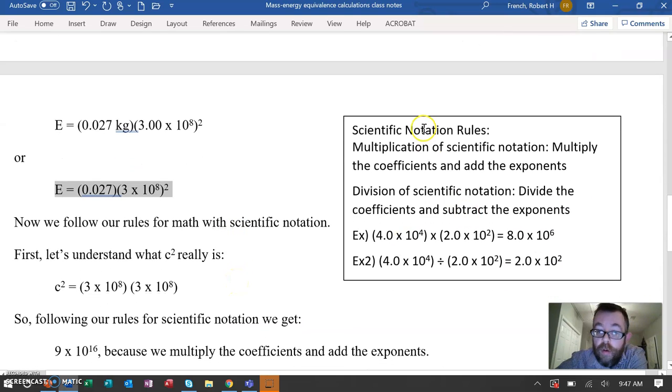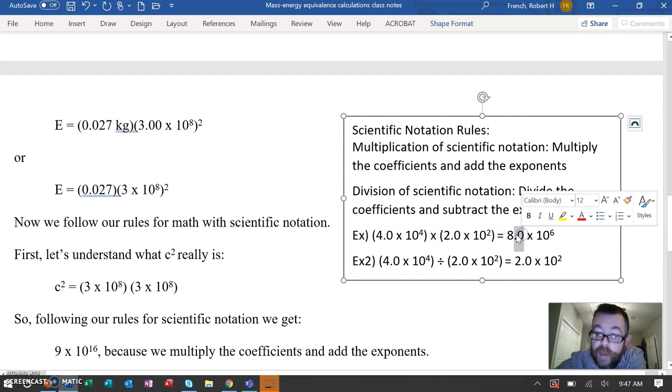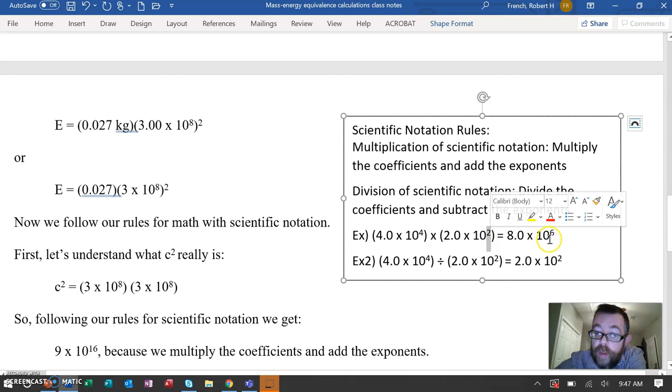Now, don't forget this part. Our rules for math with scientific notation. When you're multiplying scientific notation, multiply the coefficients and add the exponents. So for example, in this one down here, 4 times 10 to the 4th times 2 times 10 squared is going to be 4 times 2, that's 8. That's multiplying the coefficients and adding the exponents. 4 plus 2 equals 6. Not hard. And we're not going to need to deal with dividing right now, so I'm not going to even bother with it, but you see it there.